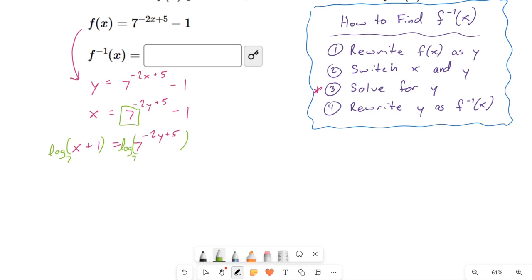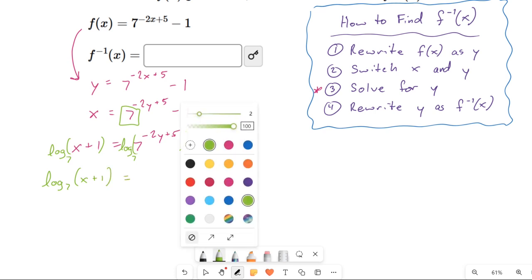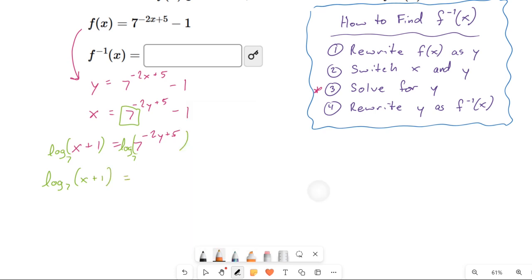So let's watch what happens as I expand this out. On the left, nothing special. It's just log base 7 of x plus 1. On the right, some interesting stuff happens. Number 1, if you notice this exponent right here, according to the power rule of logarithms, that drops down in front. So what I'm going to get here now is negative 2y plus 5 in front of the logarithm, log base 7 of 7.